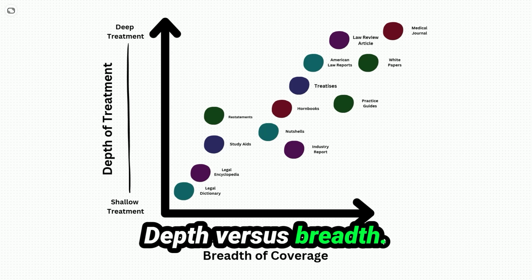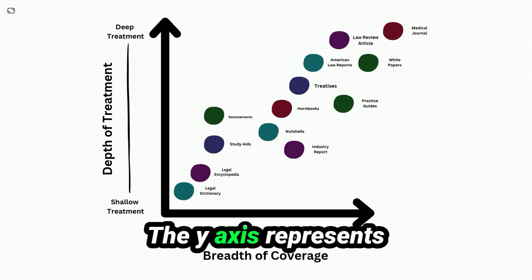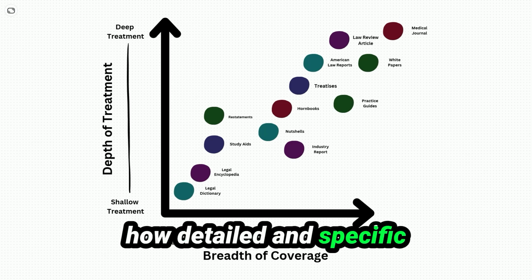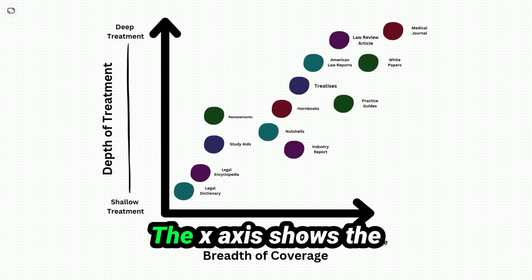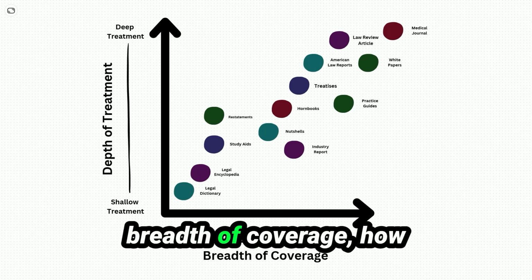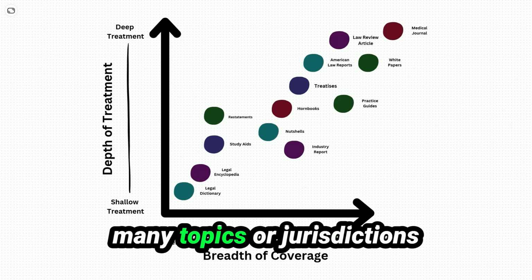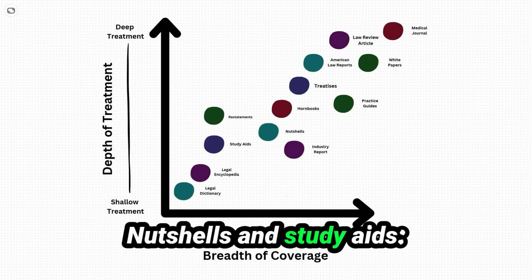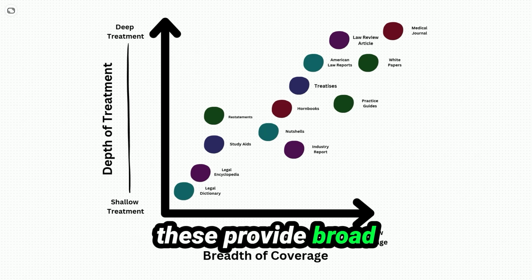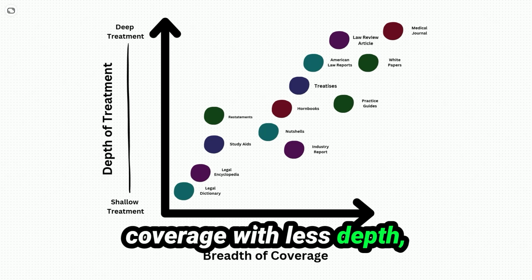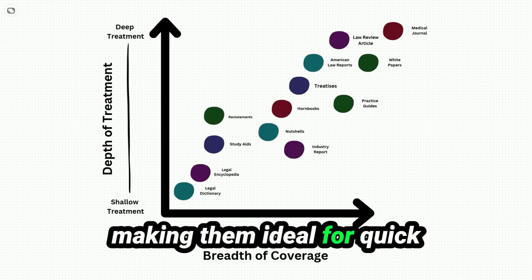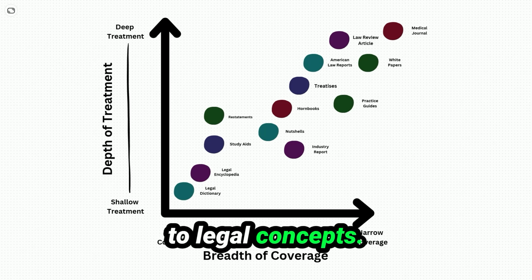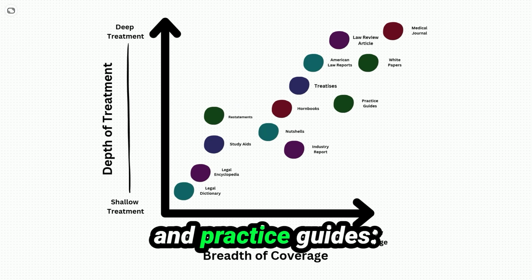Depth versus breadth. The y-axis represents the depth of treatment, how detailed and specific the information is. The x-axis shows the breadth of coverage, how many topics or jurisdictions the resource covers. Nutshells and study aids. These provide broad coverage with less depth, making them ideal for quick overviews or introductions to legal concepts.